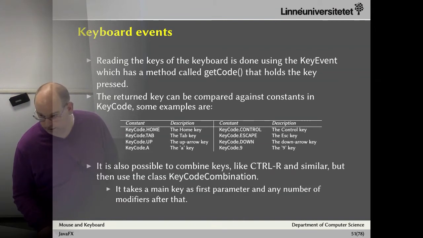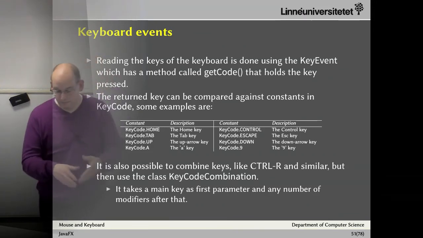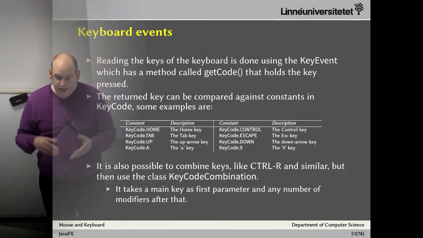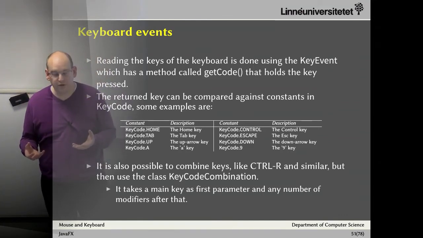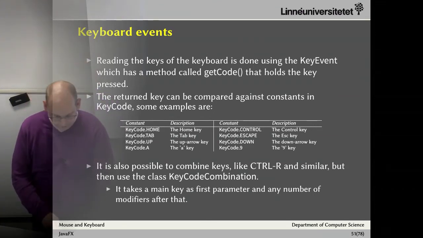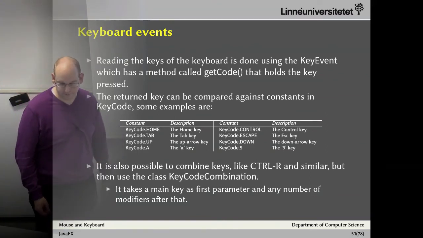This one is what? No, I'm kidding. Key code O. But you see, you can actually get to all the different keys on the keyboard. And you can also use key code combination to read a combination of keys, where you have the main key first, for example, control, and then you listen for R as well, so control R. And you can attach as many secondary keys as you like, so control shift Star Wars could mean something in your application.